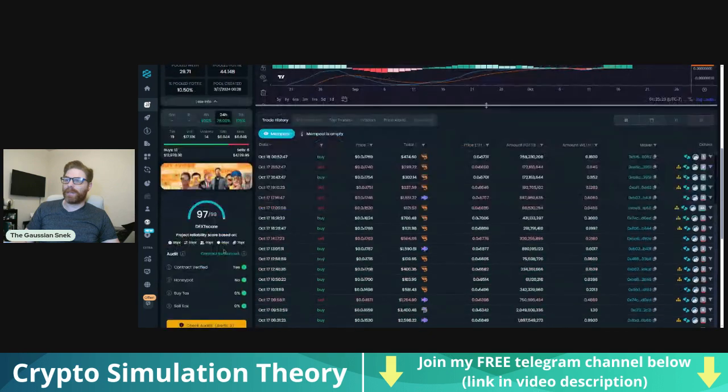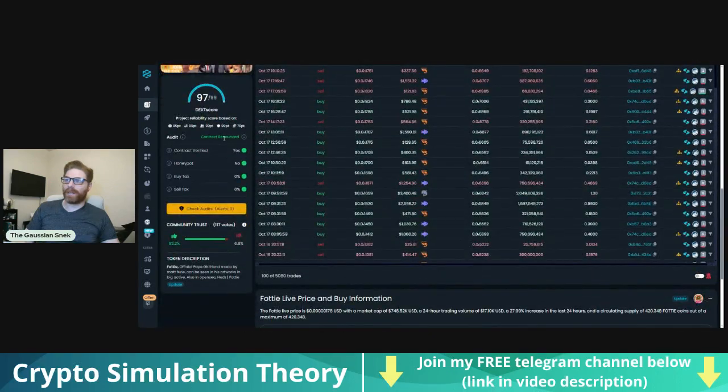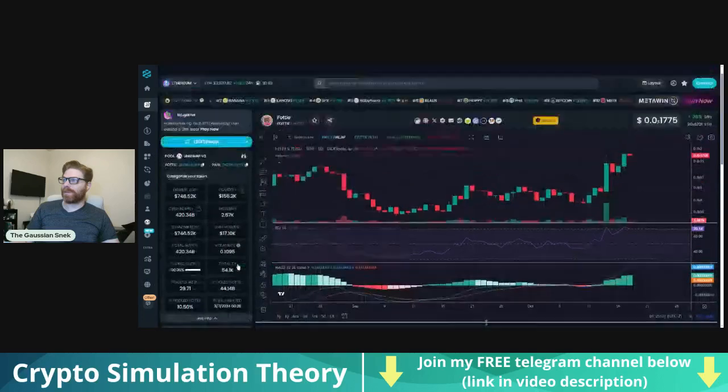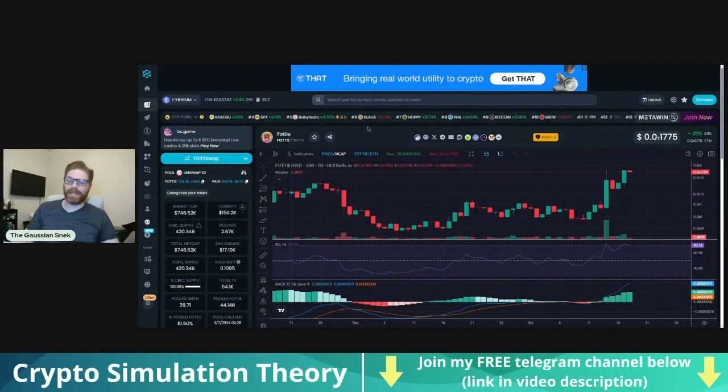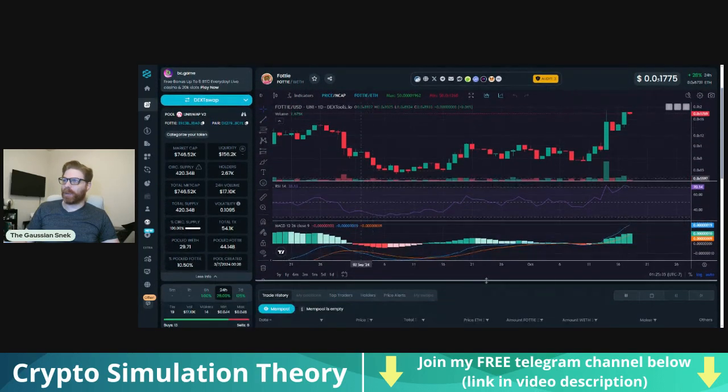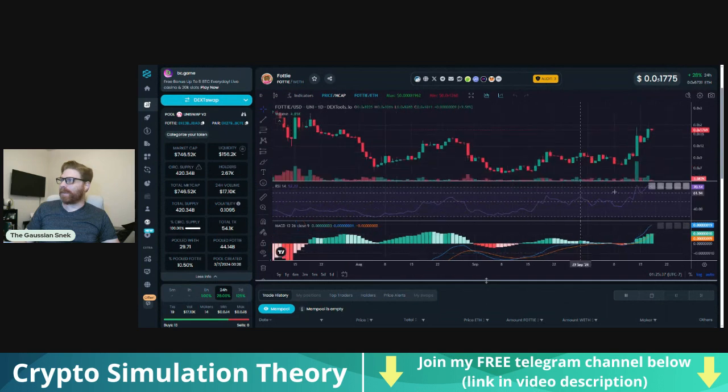And if we go down to some of the more fundamental things: contract is renounced, contract is verified, not a honeypot, no buy or sell tax, and a really good score on community trust. The DEX Tools score is around 97. I think that just has to do with a low market cap, being that it's below 1 million. Again, we'll come back to the chart in a minute.